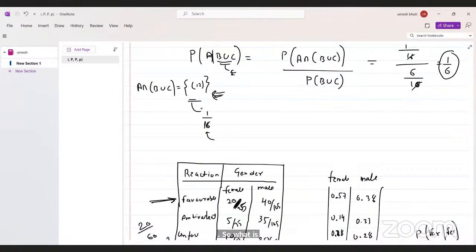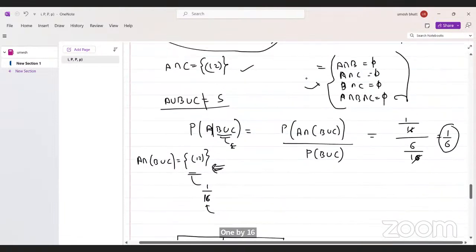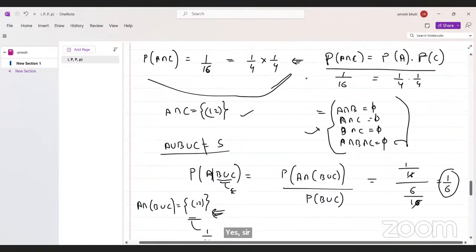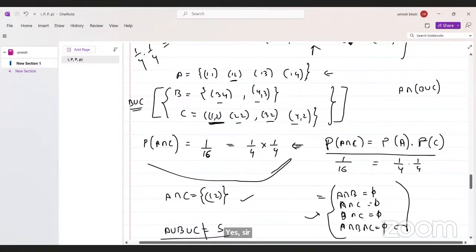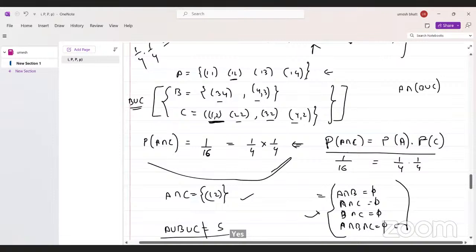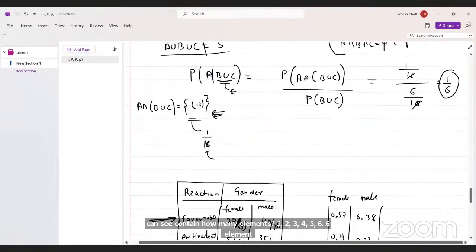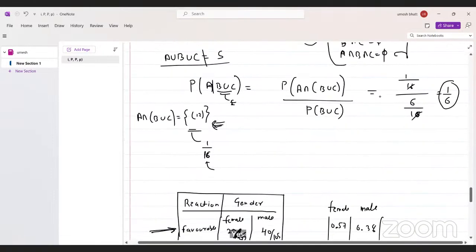So what is the probability of this? 1 by 16. And what is the probability of B union C? B union C contains how many elements? 1, 2, 3, 4, 5, 6. 6 elements. So the probability is 6 by 16. So what's the answer? 1 by 6. Got it.